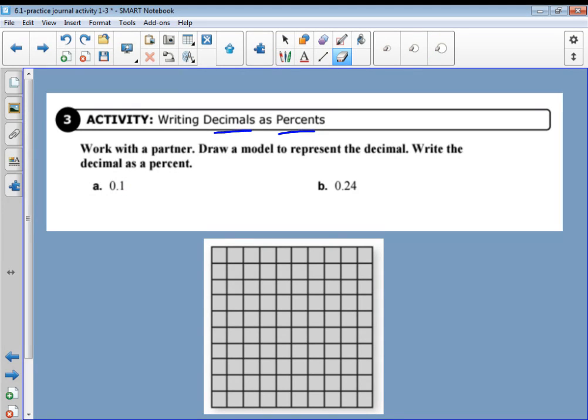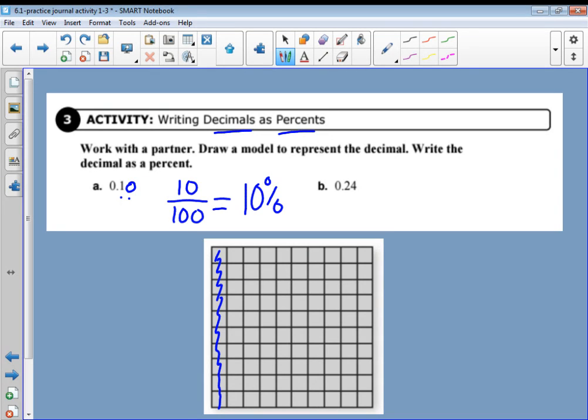So let's start off. I have 1/10, and I put my 0 there so that I have 2 decimals, and I say, okay, that is going to be 10 out of 100, because that is 10 hundredths. So I look at my square, and I can just color in one column, and that will give me 10 out of 100, which is equal to 10%.